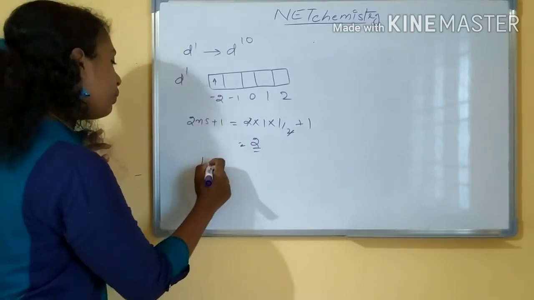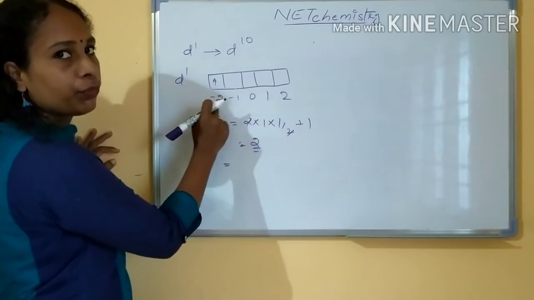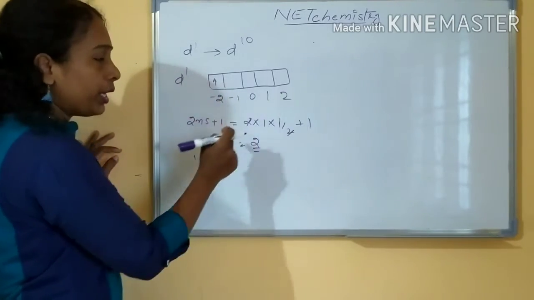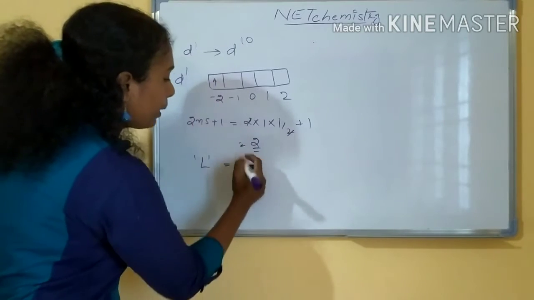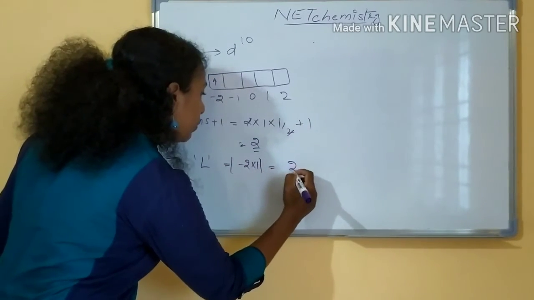Then the L value you have to find out. Only one unpaired electron is there. You know that this small l value is right for the d orbital. Minus 2 to 2 I have written. So the L value is equal to minus 2 into 1, right? Minus 2 into 1, modulus if you are taking, you are getting 2.